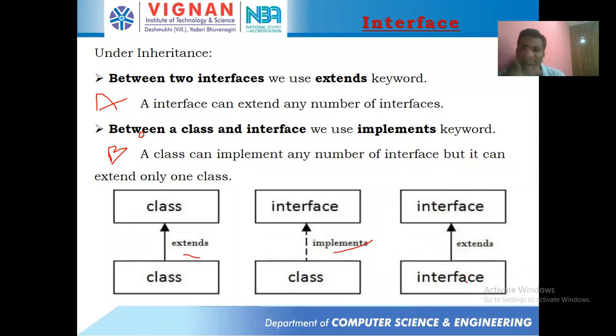Between two interfaces, suppose I have an interface called A, and I would like to extend that interface. Between the interfaces, I need to use the keyword extends. I'm coming with examples one by one, try to understand it.